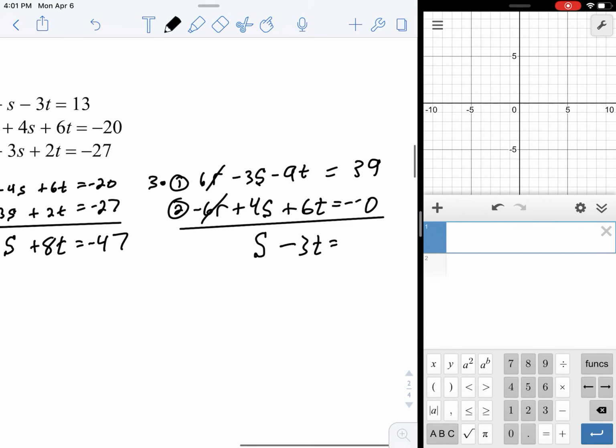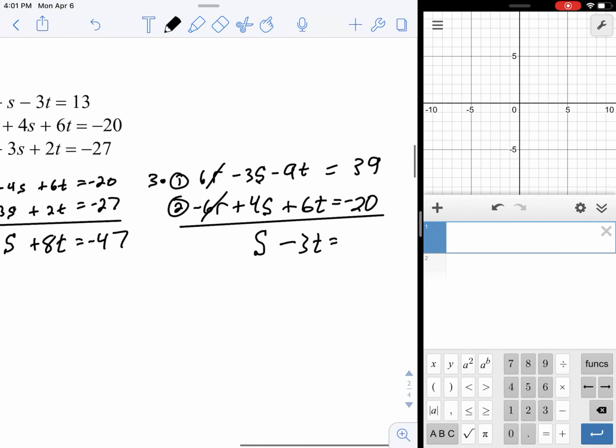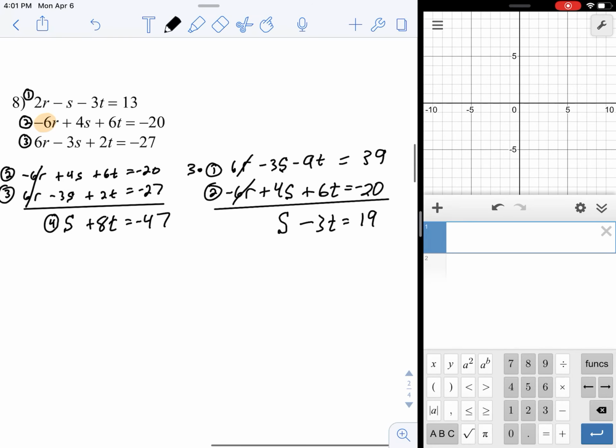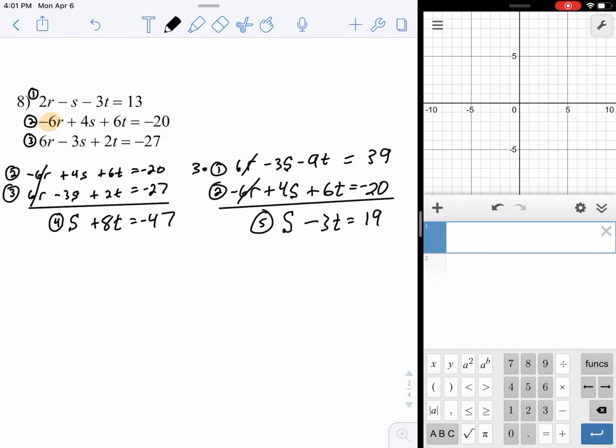And, oh, what happened there? That was supposed to be a 20. I think I accidentally erased that 2 at some point. 39 and -20 is 19. And since that is the fifth equation on the page, I'm going to call that equation 5. Okay, we're not close to done.